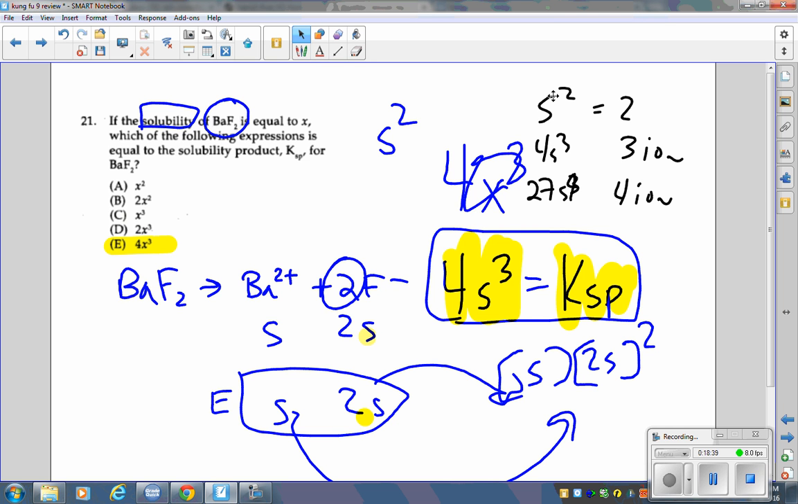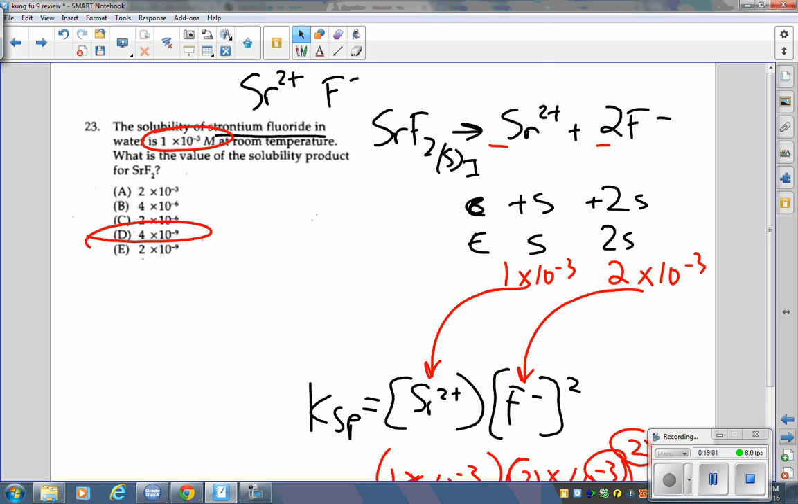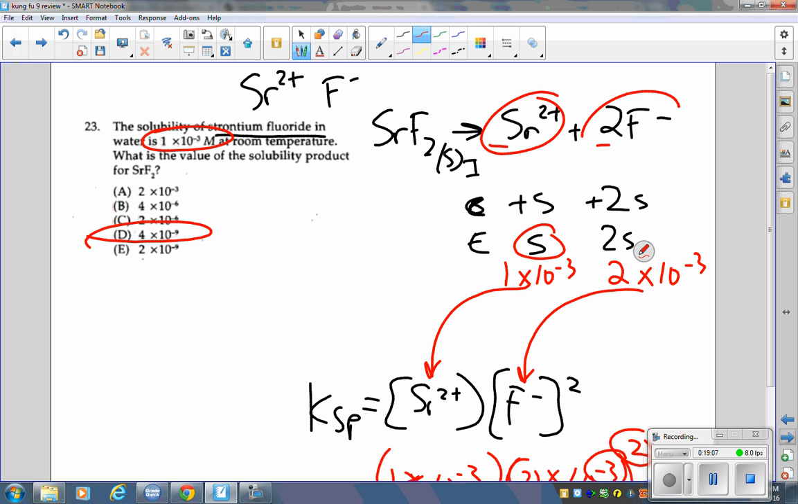But in this case, if you know it's 3 ions, you know KSP is just going to be equal to 4S cubed. Remember, S is solubility. When we're solving for S, it's the solubility of each ion. And that's where you have to look on the I line or the E line, like here. When we find S, or S is given in this one, it's the solubility of Sr2 plus. The S is not equal to the solubility of F minus because it's double. You get double the amount.